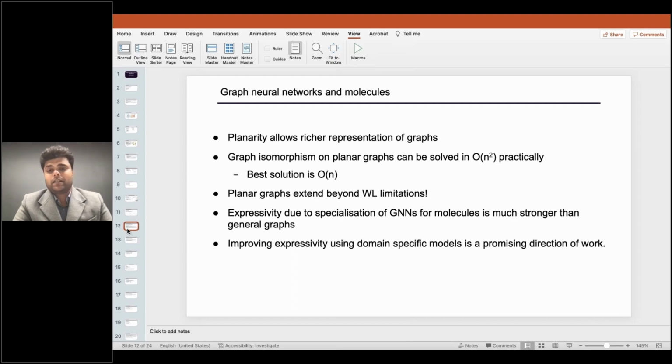But for planar graphs, there are O(n squared) algorithms available, which are practically able to find if two graphs are isomorphic. The best solution is in the order of n, but that's not a very practical algorithm. Still, it's a polynomial algorithm available for finding planarity of small graphs, and especially molecular graphs that we are dealing with are fairly planar. So expressivity of the GNNs that are specialized for molecules is going to be pretty good, and having very domain-specific models which deal with planar graphs and molecules is going to give us much more expressivity than plain vanilla GNNs.